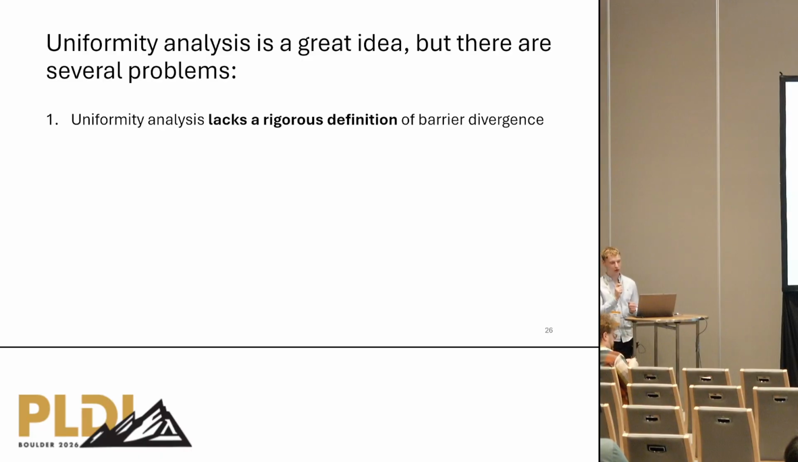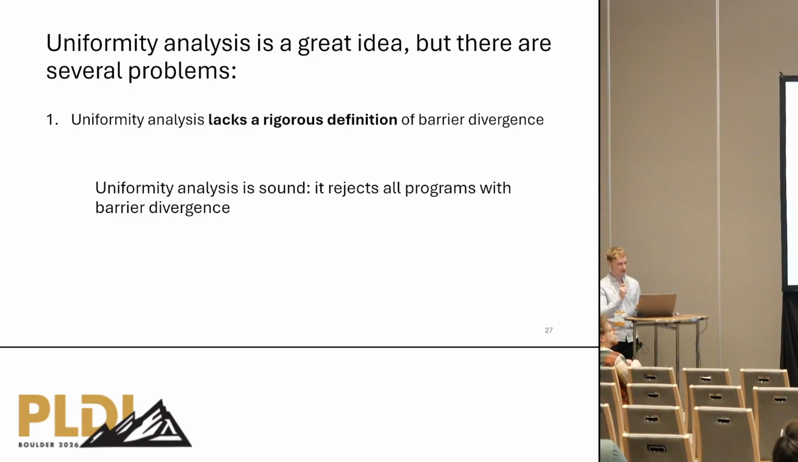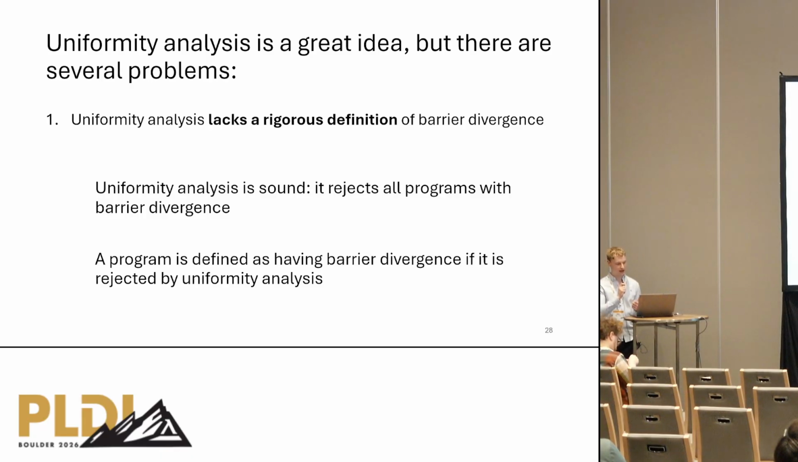The first is that although the analysis claims to be sound, there is no definition of what it means for a WGSL program to have barrier divergence. And actually, it's kind of worse than that, because in the language specification, the analysis is claimed to be sound, but then later in the language specification, it says that a program is defined to have barrier divergence if it is rejected by the uniformity analysis. And so this has a certain circular shape to it.